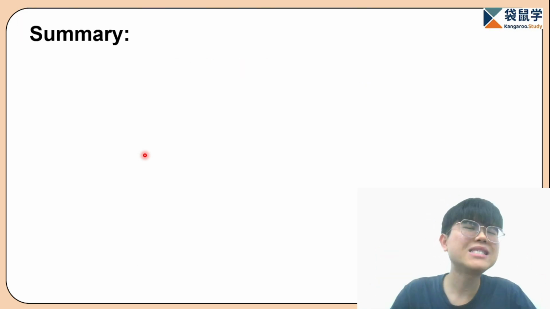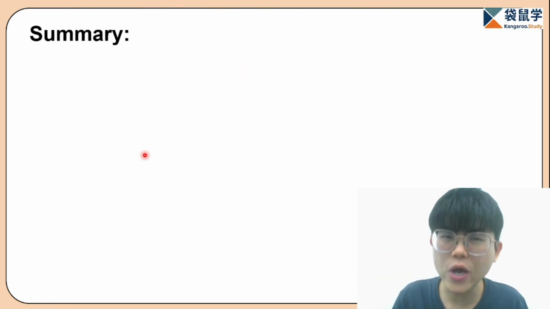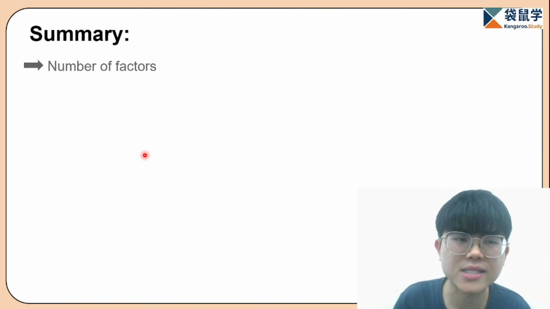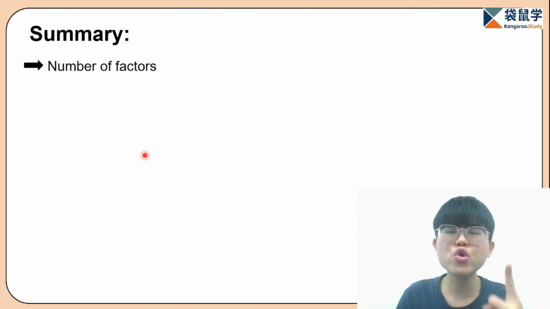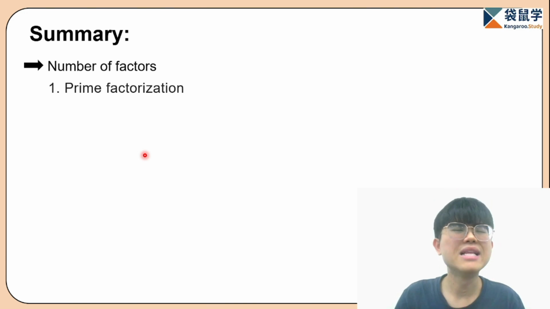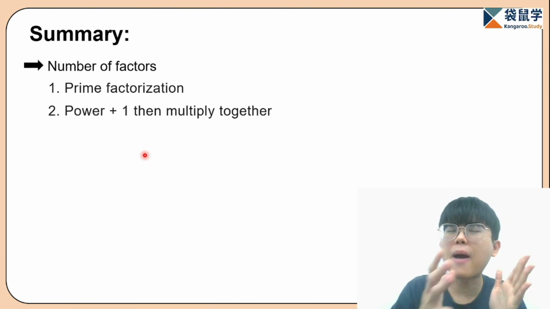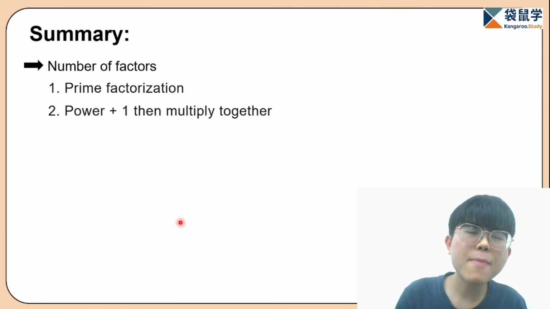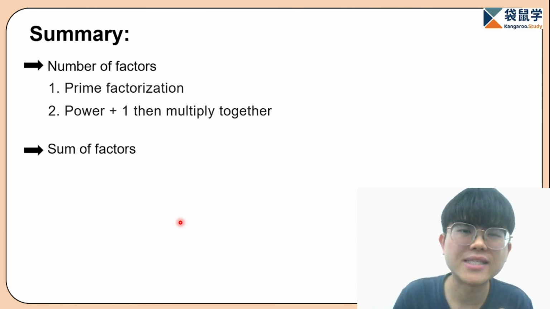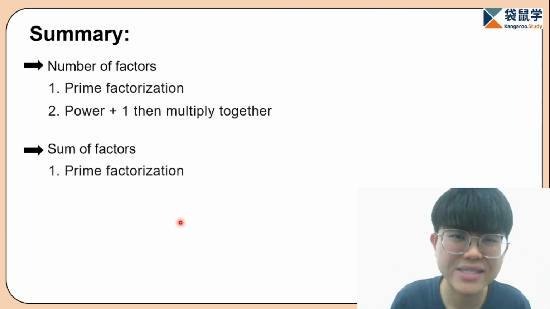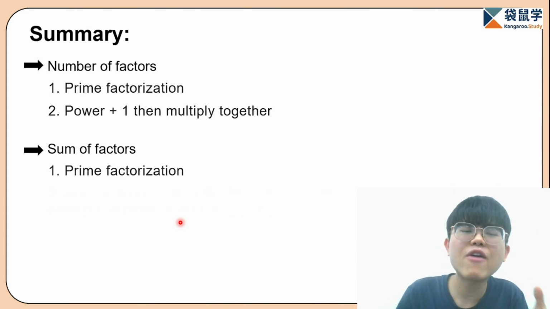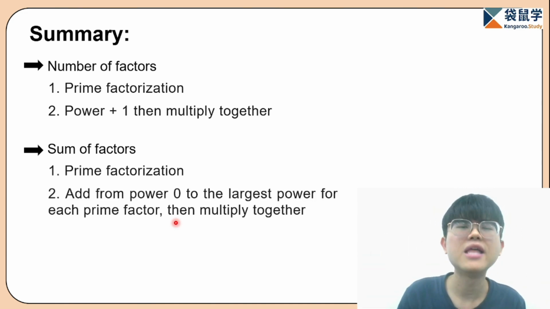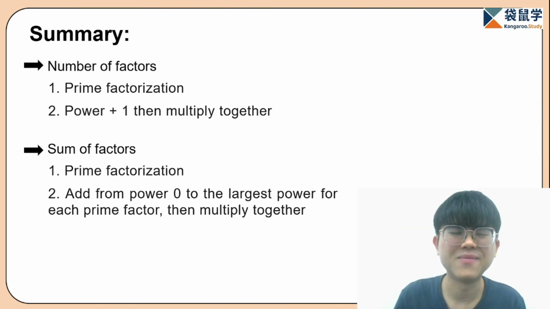Alright, everyone, let's summarize what we have learned from this question. First, if we need to find out the number of factors, our first step is to do the prime factorization. Secondly, we just have to use power plus 1 and multiply together. Now, second thing, we learn how to find the sum of factors. Again, do the prime factorization. Second, we have to add up from power 0 until the largest power for each of our prime factors. Then again, multiply together. Alright?